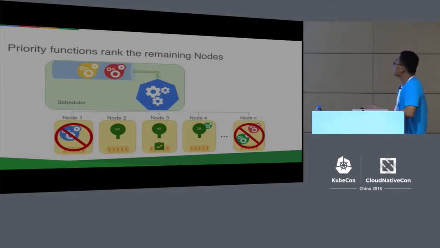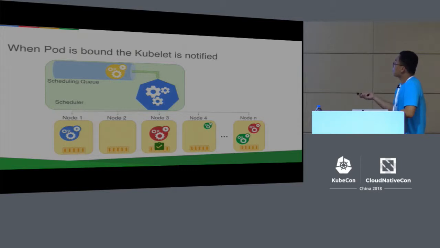The difference is that maybe the policies for predicates and priorities are different, as I just mentioned. And finally, if it chooses node 3, whose score was 90, it will add it to the server, and the pod spec's node name will be changed to node 3.